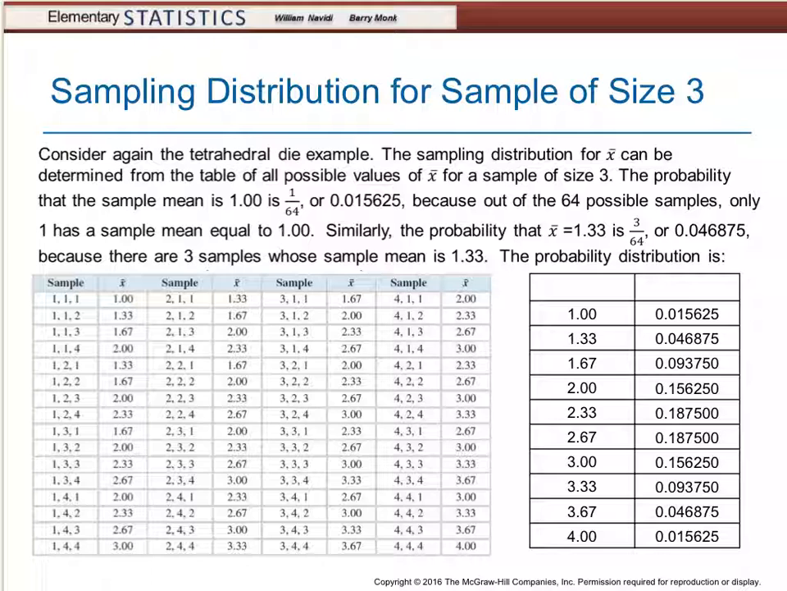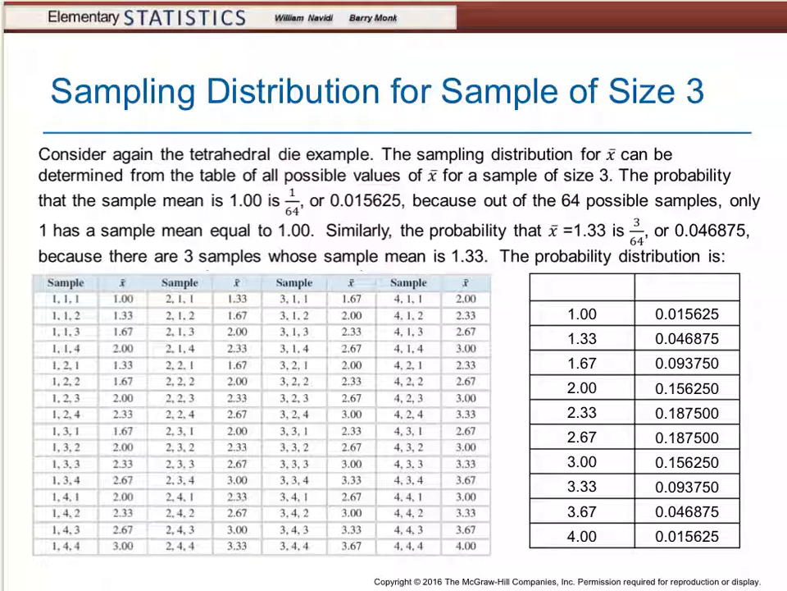Now, consider again the tetrahedral die example. The sampling distribution for x bar can be determined from the table of all possible values of x bar for a sample size of 3. The probability that a sample mean is 1, for example, is 1 divided by 64, or 0.015625, because out of the 64 possible samples, only one has a sample mean equal to 1.